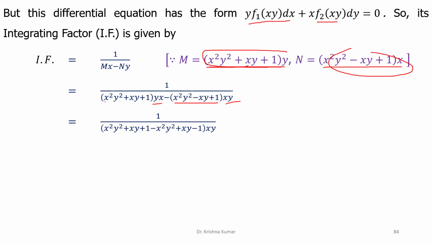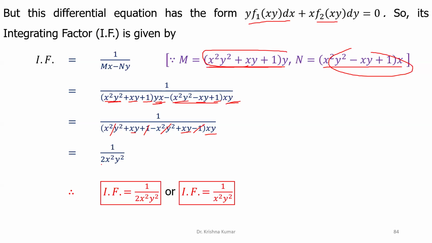Now let us open the bracket. xy is common in both terms, so we take it outside. We have (x²y² + xy + 1) − (x²y² − xy + 1). So x²y² positive and x²y² negative, and +1 and −1 cancel. We have xy plus xy is 2xy, which is multiplied with xy. So 1 upon 2x²y². So this is the integrating factor.